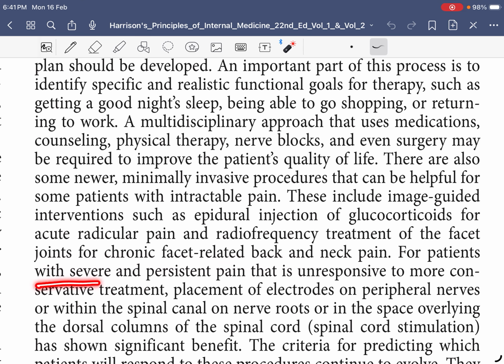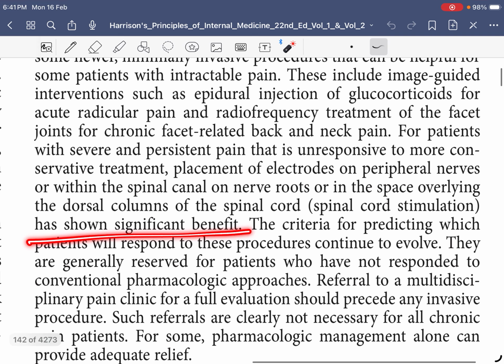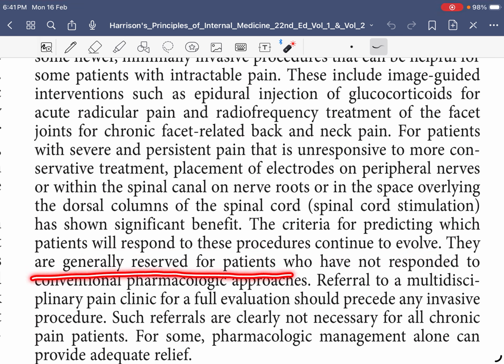For patients with severe and persistent pain that is unresponsive to more conservative treatment, placement of electrodes on a peripheral nerve, within the spinal canal, on a nerve root, or in the space overlying the dorsal column of the spinal cord, that is spinal cord stimulation, has shown significant benefit. The criteria for predicting which patients will respond to these procedures continue to evolve. They are generally reserved for patients who have not responded to the conventional pharmacologic approaches.